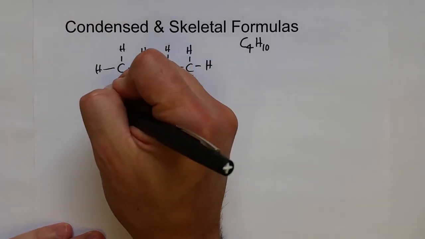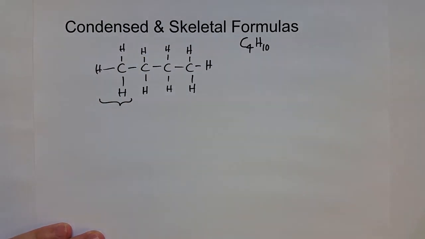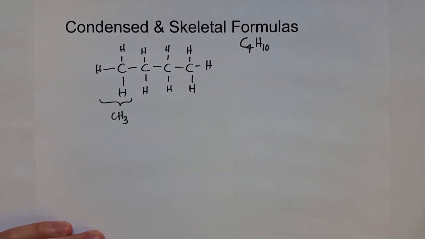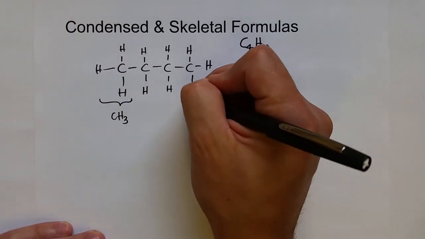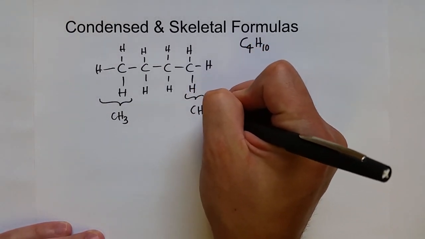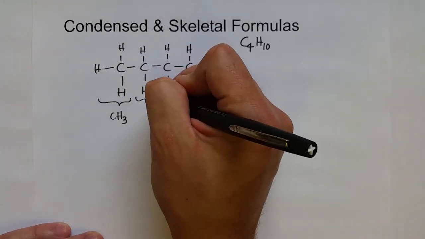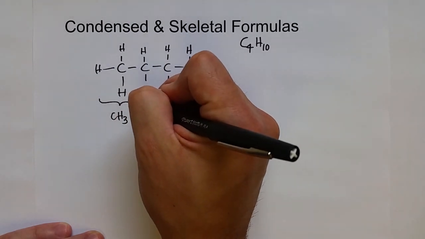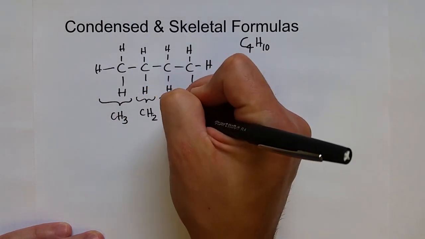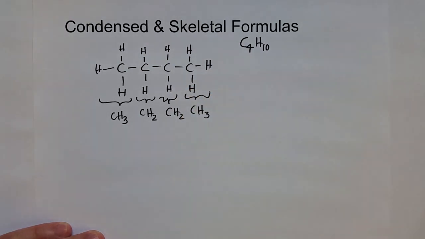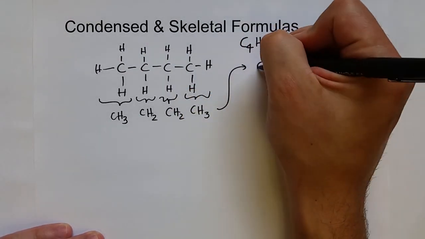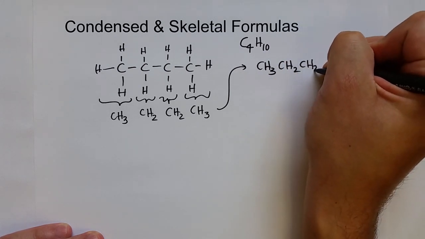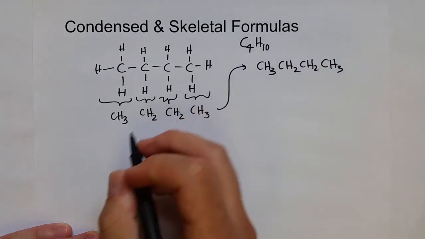And so what we can do is group terminal carbons that are each bonded to three hydrogens as a CH3 group. So it would be the same thing over here. And then each carbon in the middle that's bonded to two hydrogens, we can group as a CH2 group. And so we can write this as CH3, CH2, CH2, CH3. So that's known as a condensed formula.